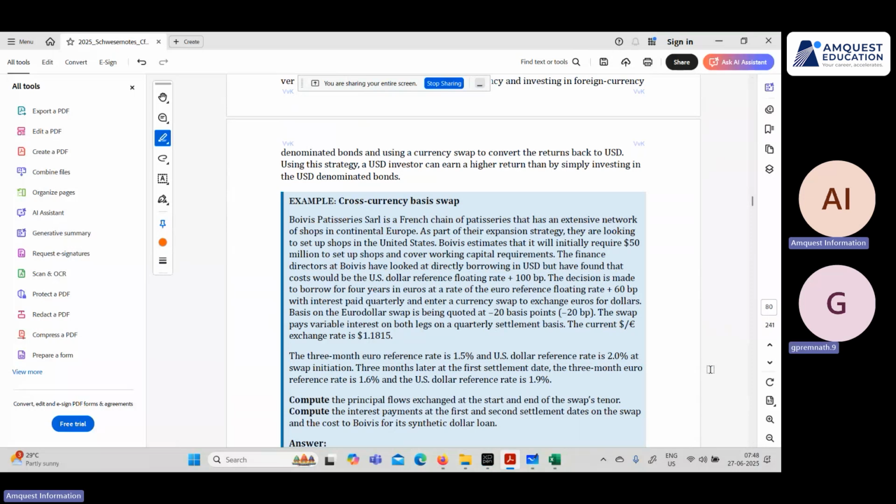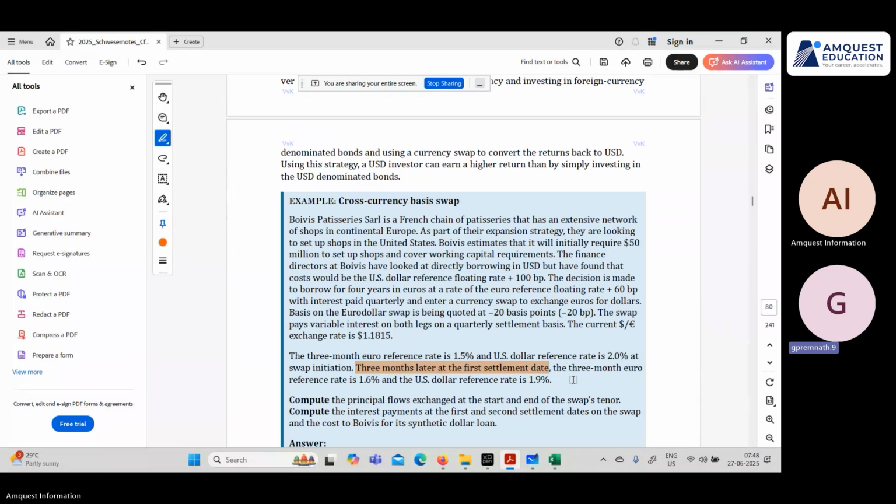Yeah. So the interest payments at the first and second dates, they've given only initiation and first settlement date. So how come they talk about second settlement date? Okay, anyways, I'll calculate for the first. 3 months later, that becomes your second settlement date, right? Yeah, same mistake.